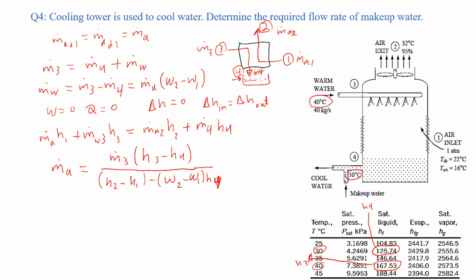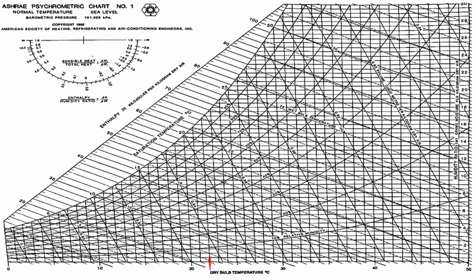We use the psychrometric chart for that. So air condition at the inlet, we have 22 dry bulb and 16 wet bulb. So this is 22 dry bulb line and this is 16 wet bulb. So we cross between the two lines. So this is point 1. We can take all necessary data. We take omega and H.